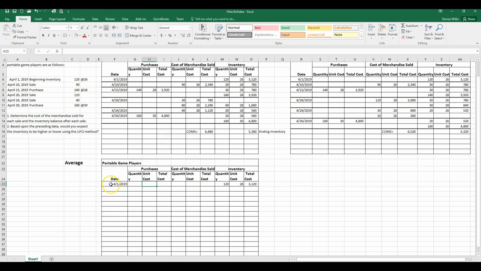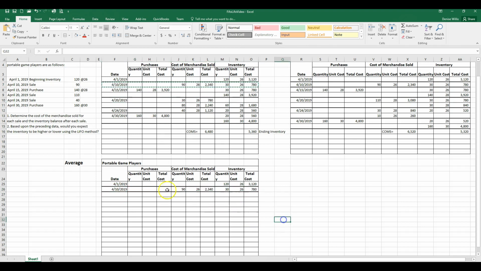Okay, it starts out the same. We start on 4-1 with 120 items at 26 for a total of 3120 in our inventory. Okay, and then when we sell these items here on the 10th, there is nothing any different here either because that's what they cost. So let's just put those in right there. So we're done with the 10th.